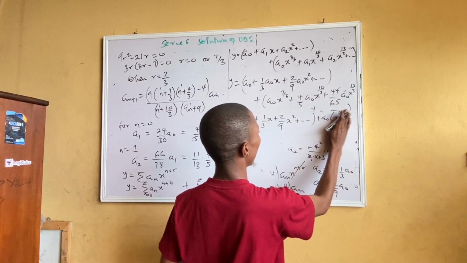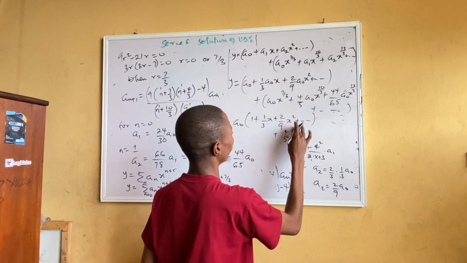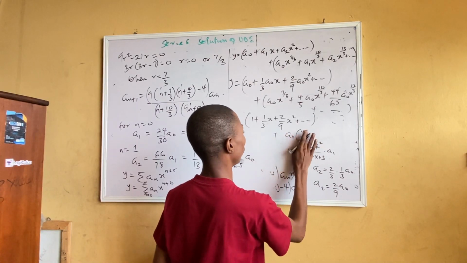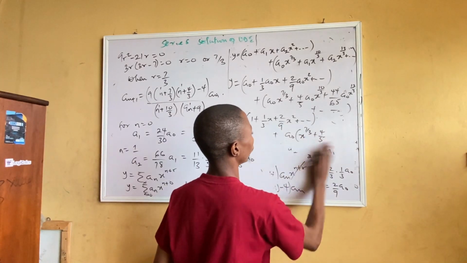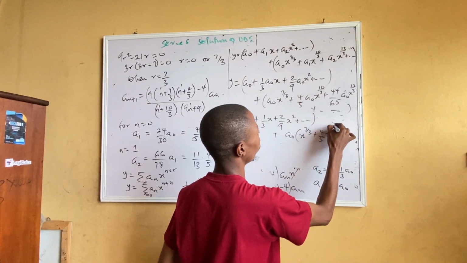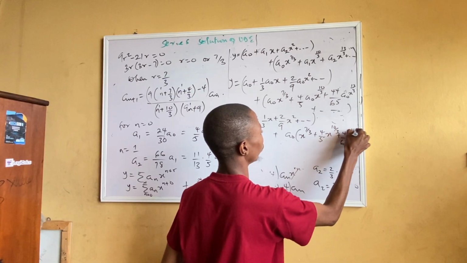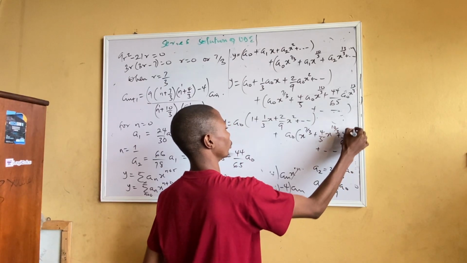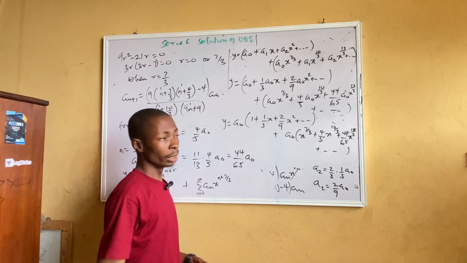And this is 4 over 5. Let me put that one here. Plus 4 over 5. Oh, a naught is also common. Oh, sorry, x raised to the power 7 over 3, 4 over 5 x raised to the power 10 over 3, 44 over 65 x raised to the power 13 over 3, and all that. Sorry, don't mind my handwriting. So that is how the solution would be.